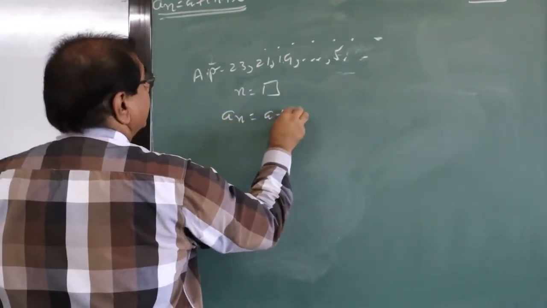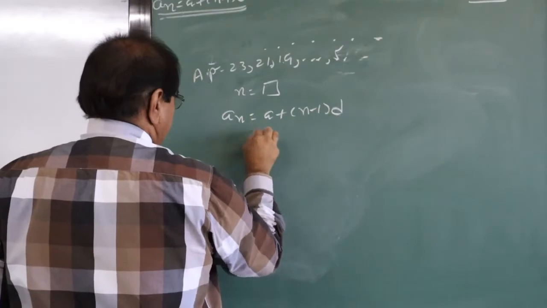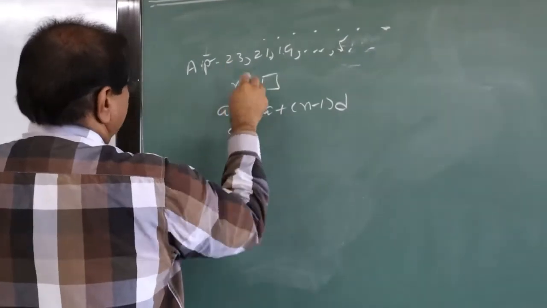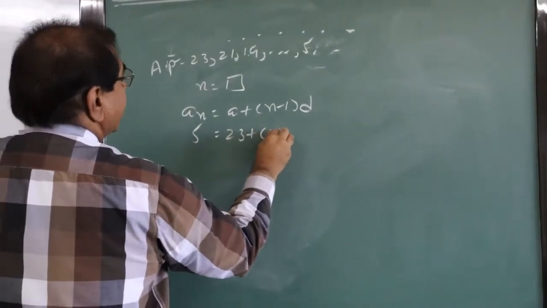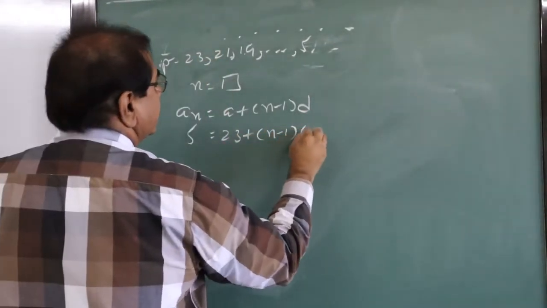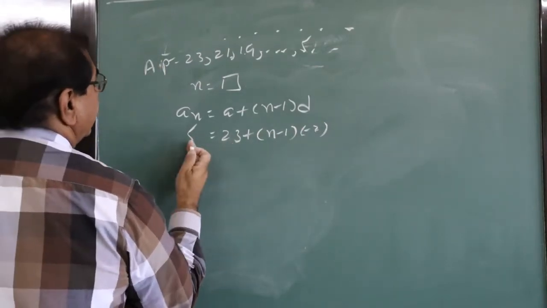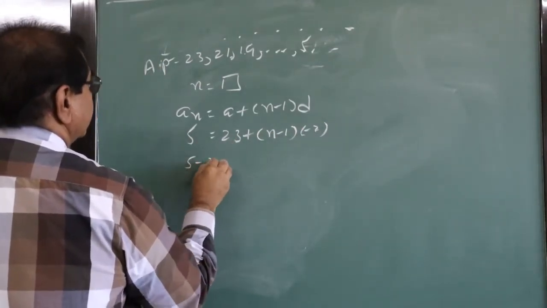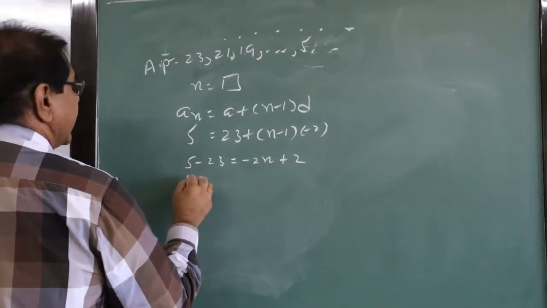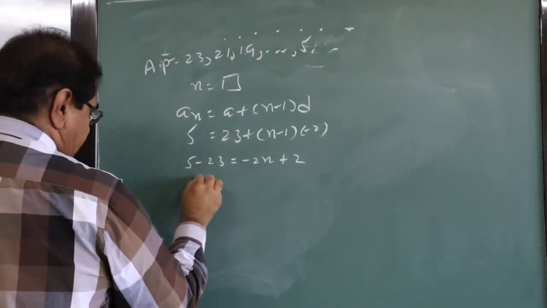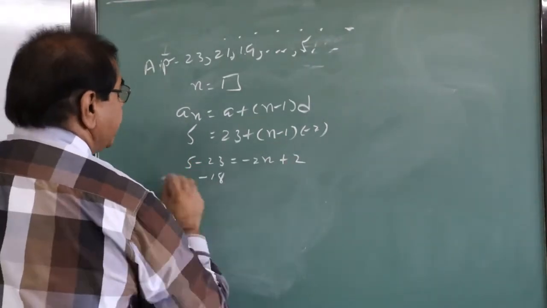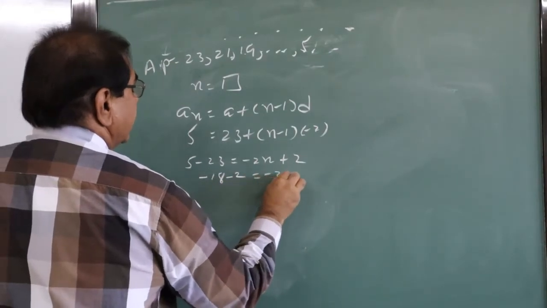an is equal to a plus n minus 1 into d. Okay? So what is the last term? 5. a is what? 23, plus n minus 1. Difference is what? 21 minus 23 is minus 2. Okay? So first of all, 5 minus 23 is equal to minus 2n plus 2. So it is again 23 minus 5, it is minus 18. Minus sign is bigger, so minus 18 plus 2, changing sides, minus 2 is equal to minus 2n.